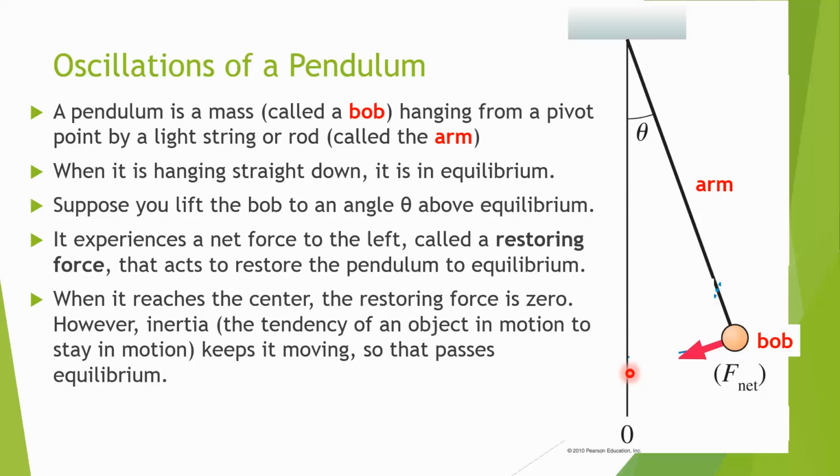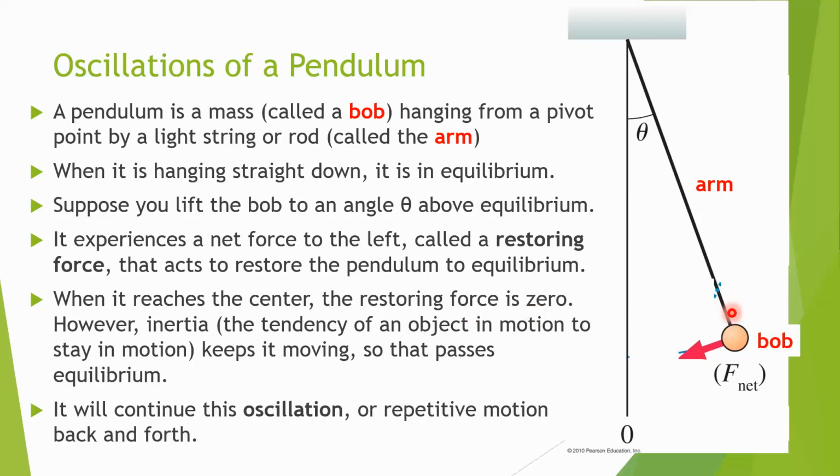So it'll keep moving, it'll pass equilibrium, it'll go up to this point, it'll come back, and it'll oscillate back and forth and back and forth. It will continue this oscillation or repetitive motion back and forth.